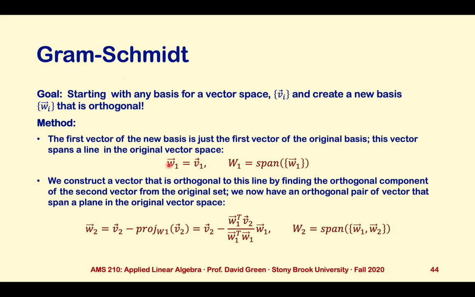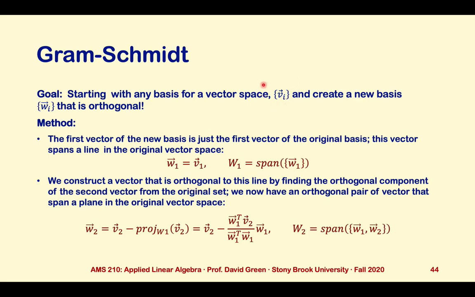This one vector spans a line. So the set spanned by the new set is a line. Let's call this w1. We then want to construct a vector that is orthogonal to this line, but still in the original vector space. This line sits in the original vector space because it was made from a vector that is part of the original vector space. We now want to construct another vector that is orthogonal to this line and is also in the vector space. How do we do this?